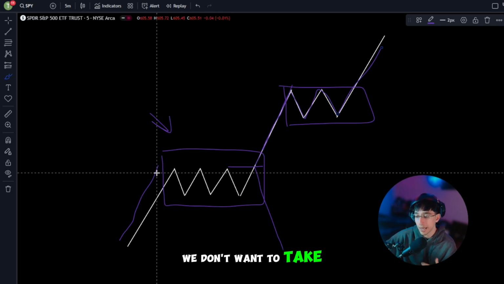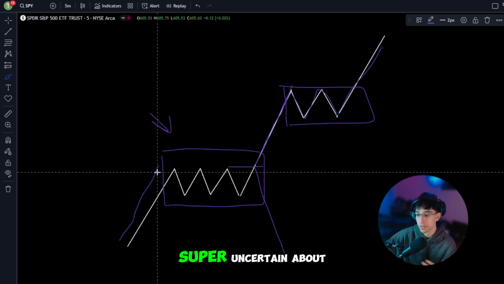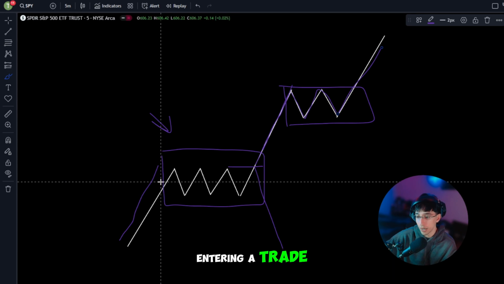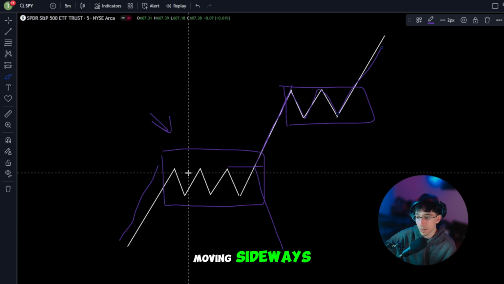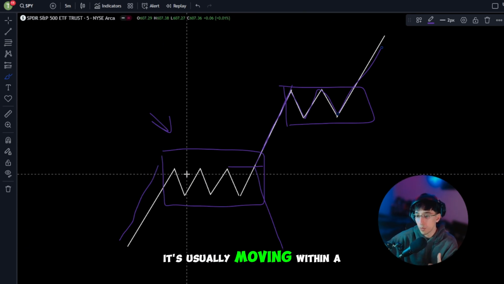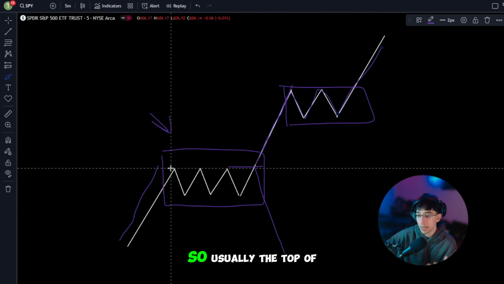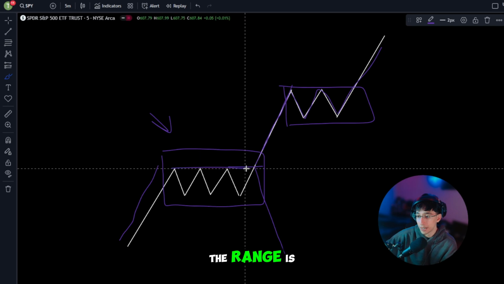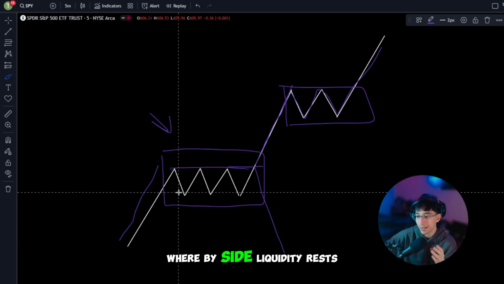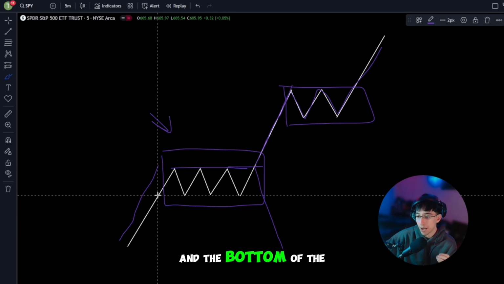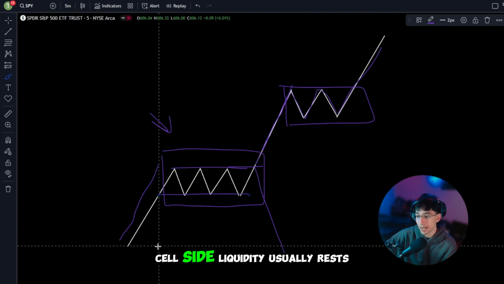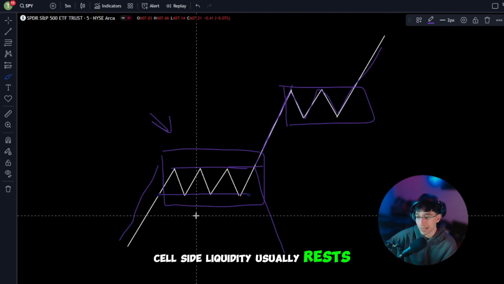We don't want to take any trades that we're super uncertain about. We want to have the proper risk to reward and the proper risk when entering a trade. And when a stock is moving sideways, it's usually moving within a range or price that you're going to be able to predict. So usually the top of the range is where buy side liquidity rests at, and the bottom of the range is where sell side liquidity usually rests at.